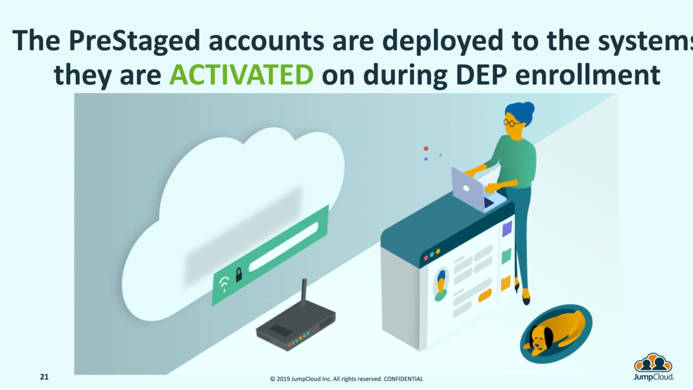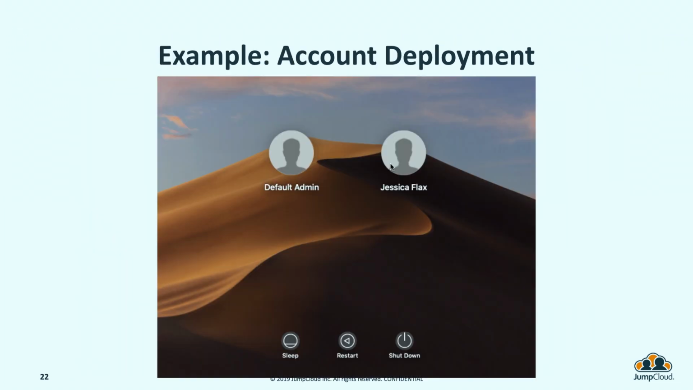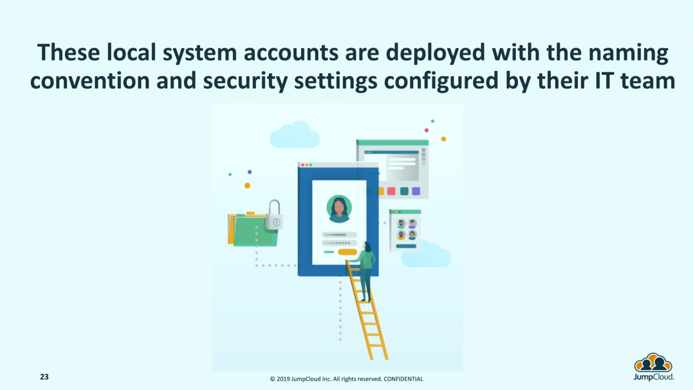There's no concept of Jessica ever having a temporary password. Instead, she identifies herself and she can set that first password for the account. So an example here of an account deployment: Jessica's machine gets pushed down her account. I've also pushed down a default admin account. And the local system accounts are configured in a way that has the naming convention you want and the security policies you want. Naming convention is key as we think about how we want to manage things.